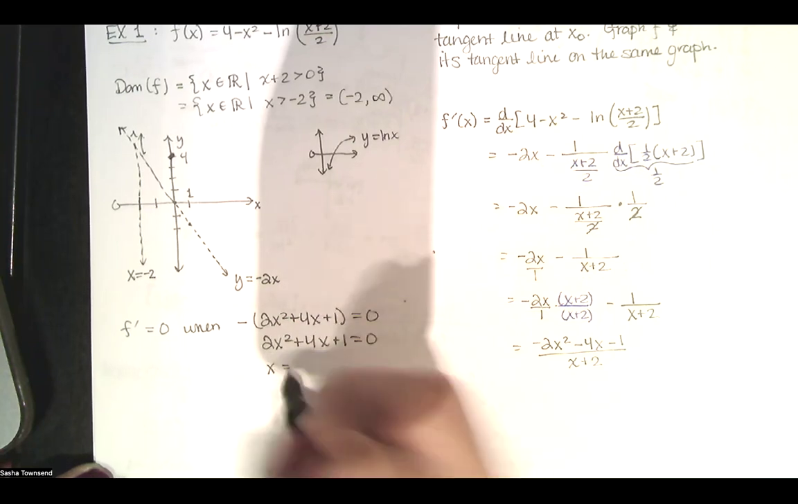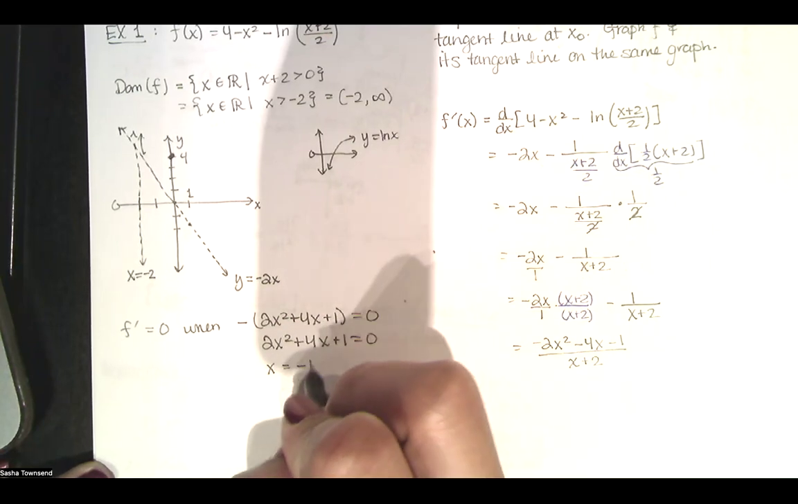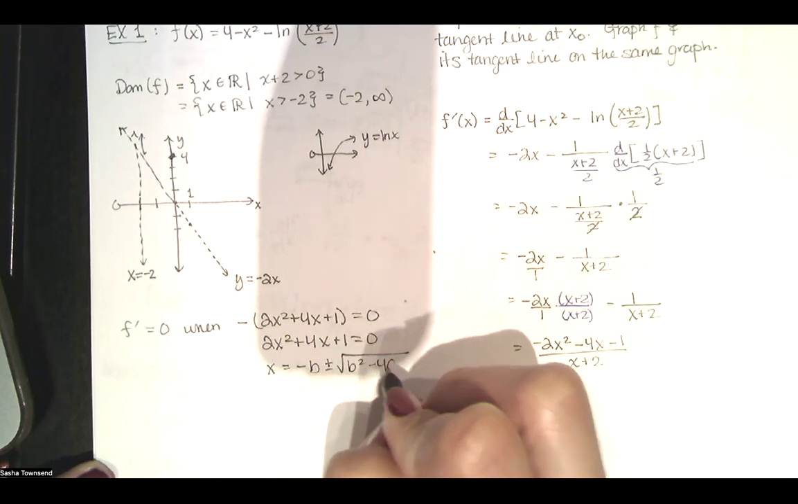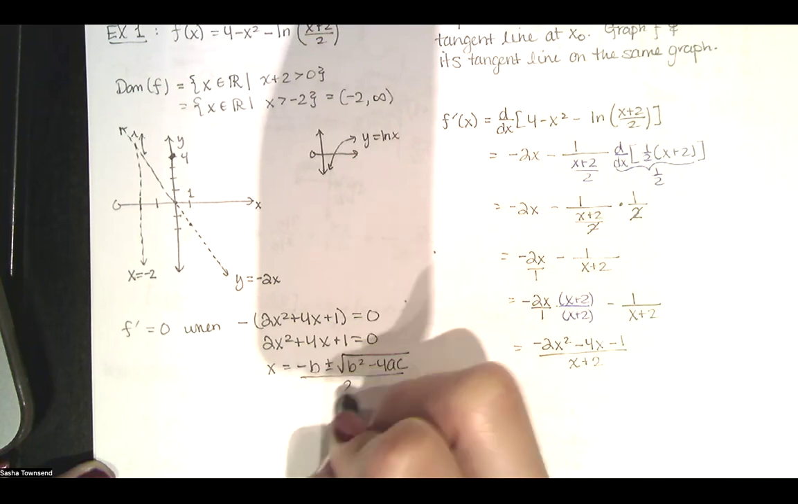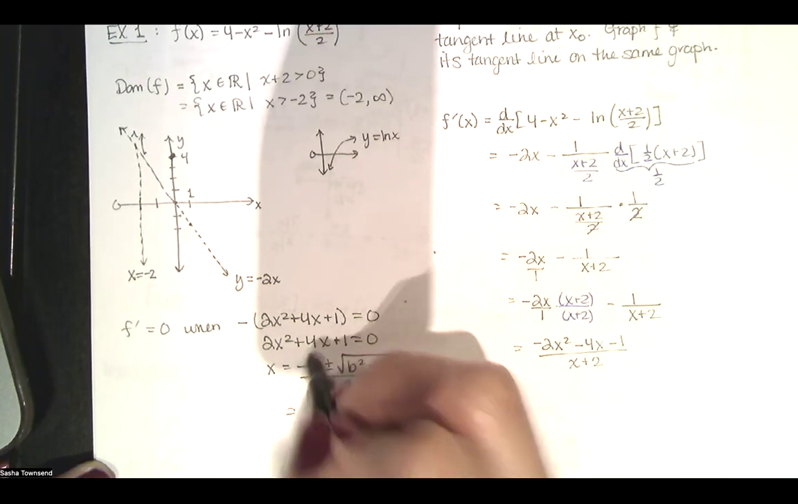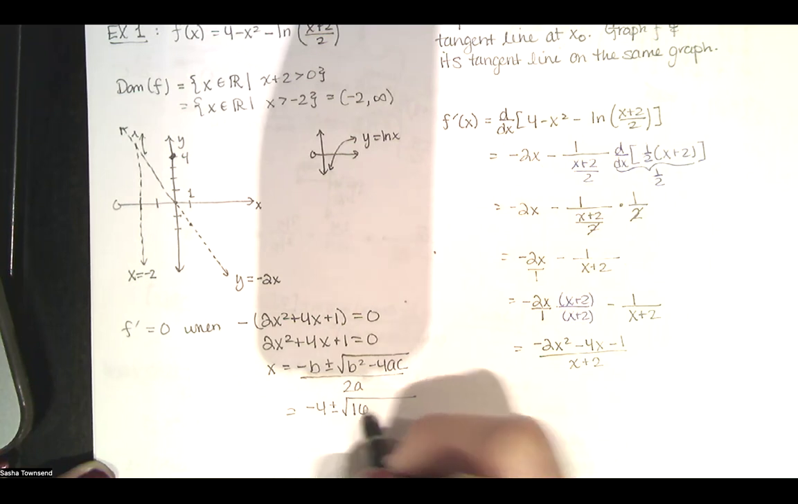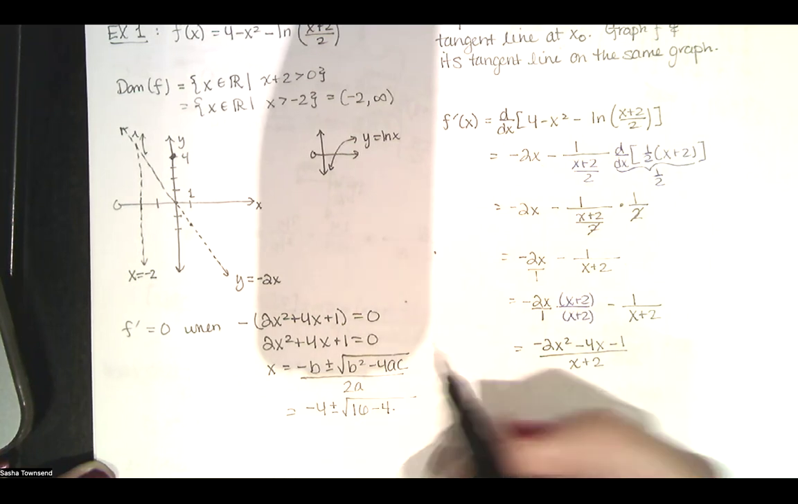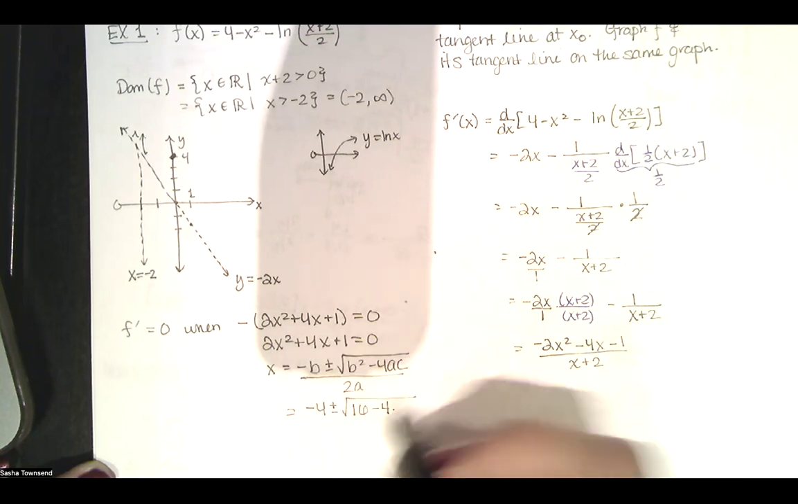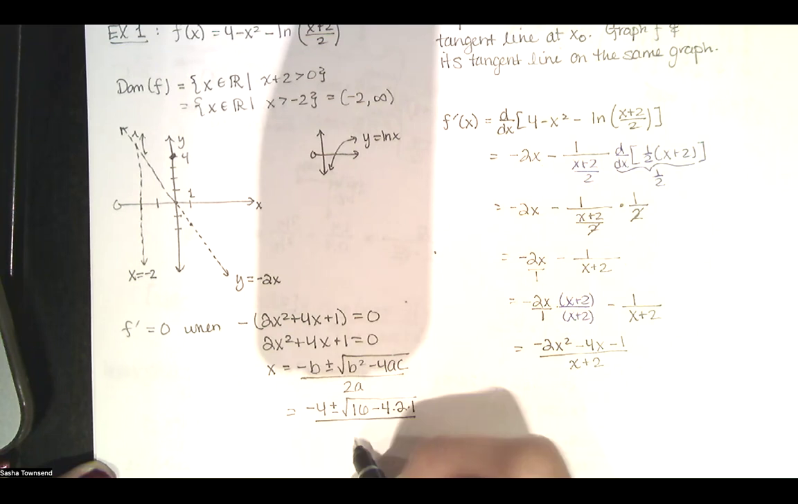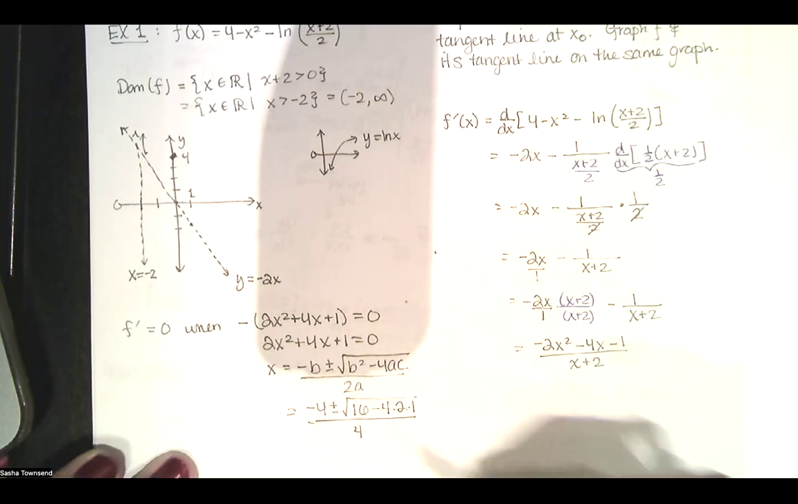And we can find those x values using the quadratic formula. We have negative b plus or minus the square root of b squared minus 4ac, all divided by 2a. B is 4, so b squared is 16. Then we have 4 times a times c, so that's 2 times 1. All divided by 2 times a, that's 2 times 2, which is 4. This is 16 minus 8, which is 8.